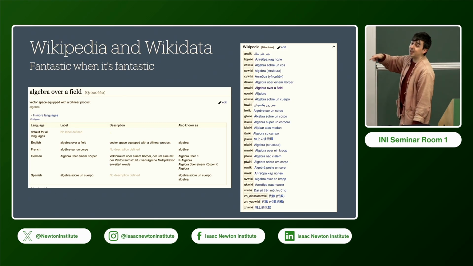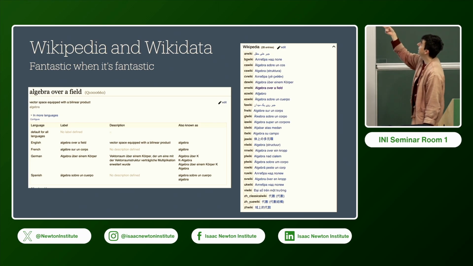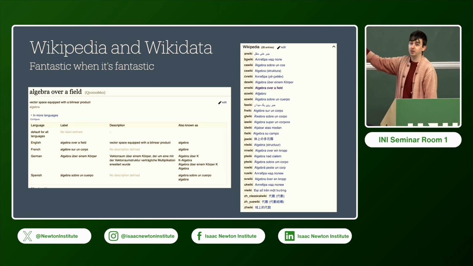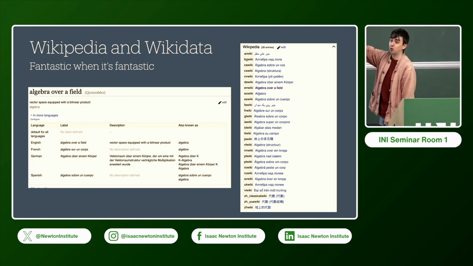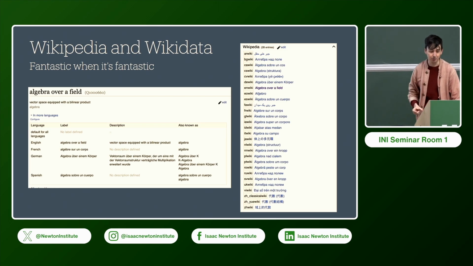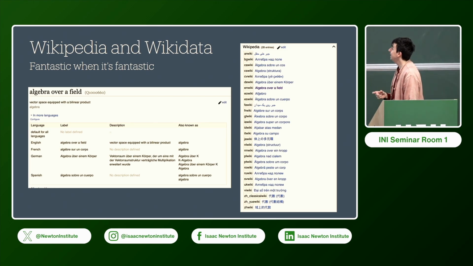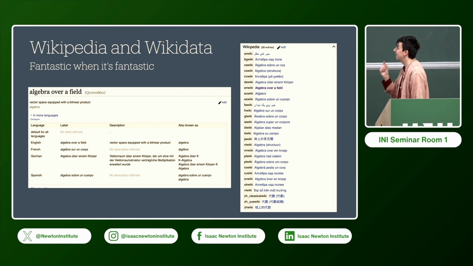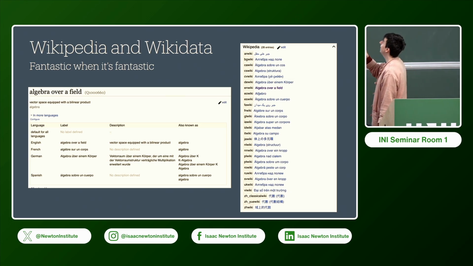But it turns out if you scroll down the Wikidata page, it links to every Wikipedia article which cites this concept as the concept that that page is about. This has been super useful. Wikipedia has been the single best mathematical dictionary I've used for this kind of stuff. It is fantastic when it is fantastic. When it doesn't work, it's terrible. But generally, it's very good.